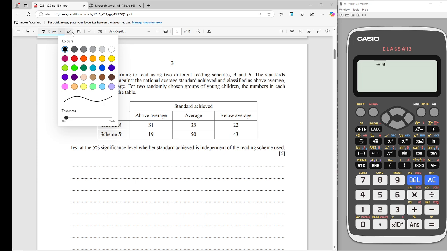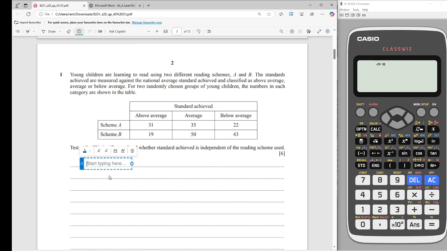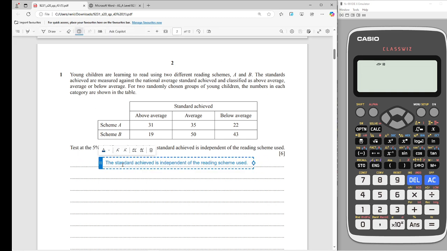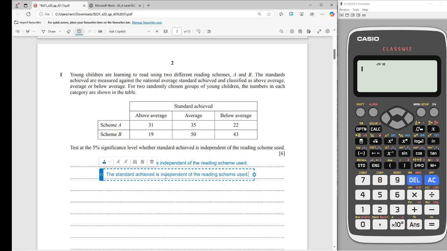Okay, so I'm going to go about how the newer papers would want it. First we need to write our null hypothesis, and that is the standard achieved is independent of the reading scheme used. This is our null hypothesis. This needs to be specified in the newer papers, this paper maybe not though. And the alternative hypothesis would state the exact opposite.